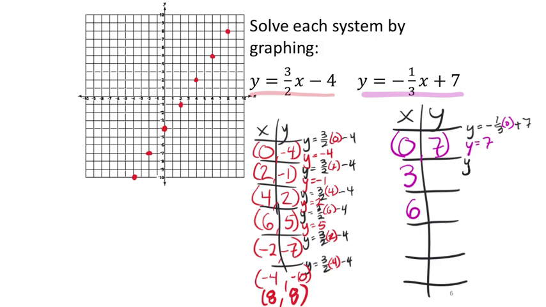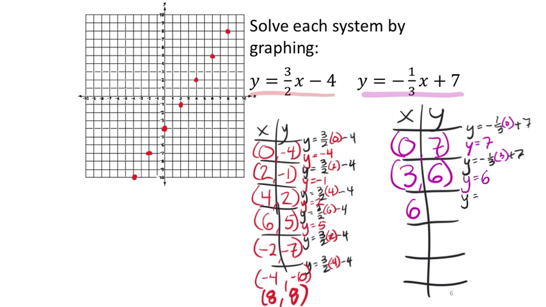So let's go back to the equation. y equals negative 1/3 x plus 7. But I'm replacing the x now with 3. And again, that is in order to make that ordered pair a whole value. So that's going to be 6. So again, that would be the ordered pair (3, 6). And we'll try the next one.